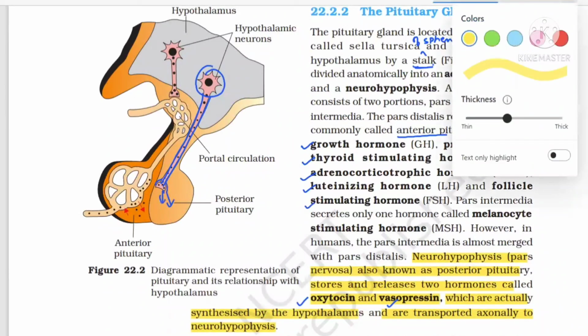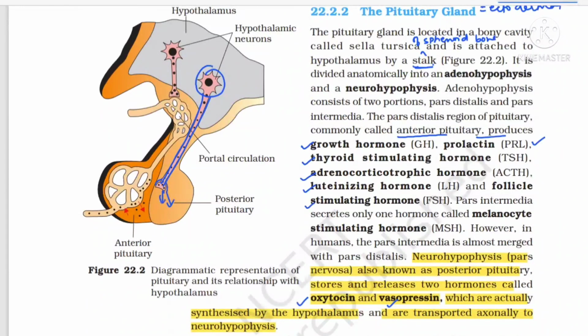Now one middle part, that is pars intermedia, which I tried to explain to you earlier. Let me highlight once again. It will produce only one type of hormone, that is MSH. And in human, this pars intermedia is almost merged with pars distalis.